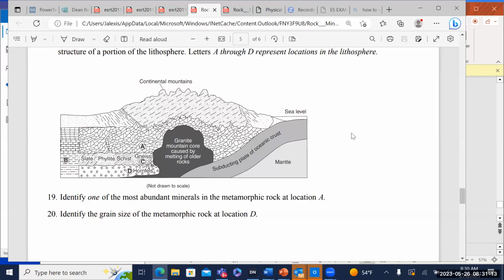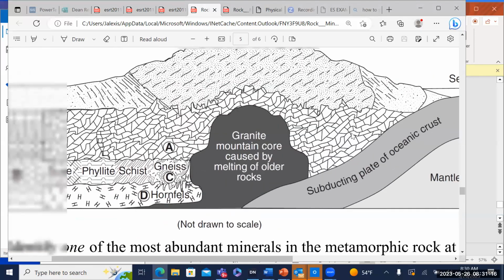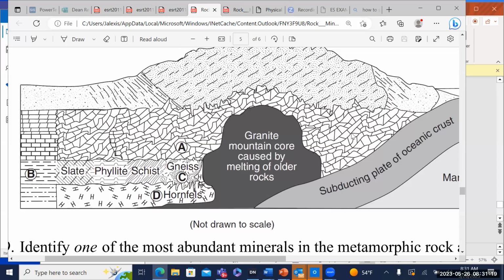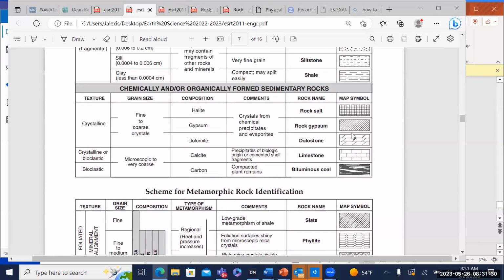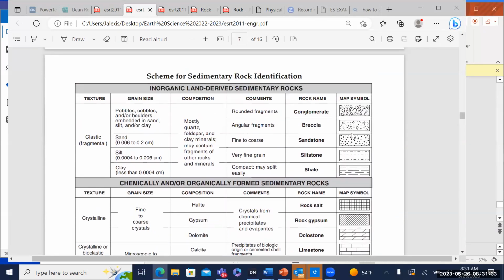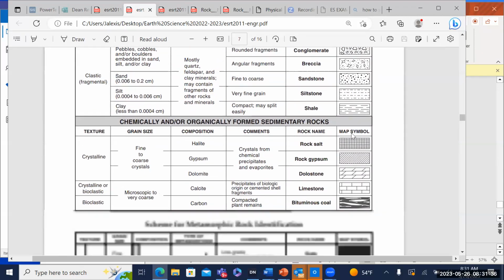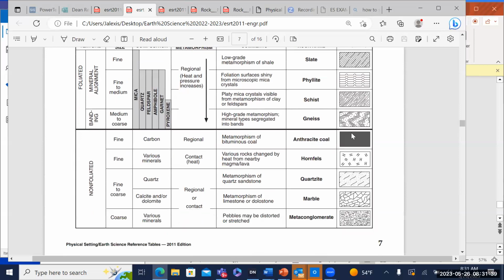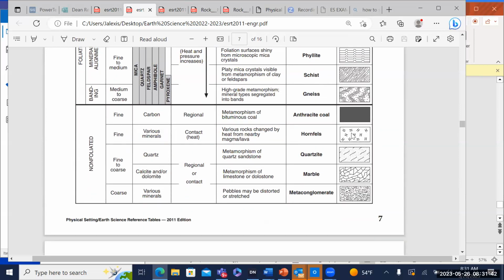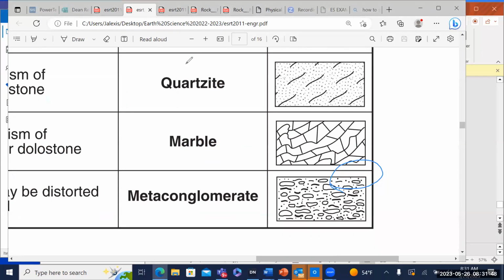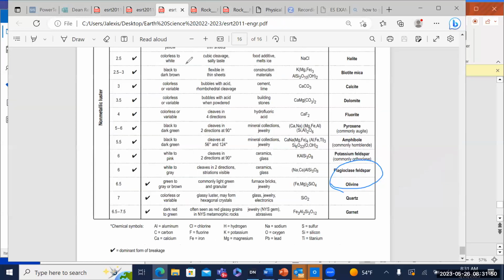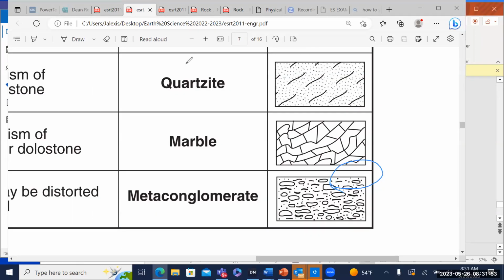So therefore, we need to find out what rock A is. I see rock A has some sort of symbol. How can I find out what A is? I'm going to look at the reference tables, at the map symbols. I'm going to scroll through sedimentary rock, and the map symbol doesn't look the same. But when I look at metamorphic rock, I see marble. The marble map symbol looks a lot like the test. Do we see the comparison?